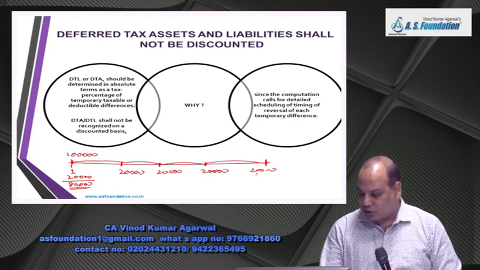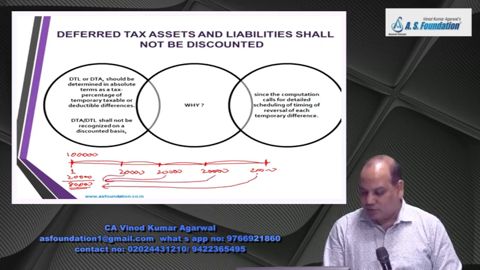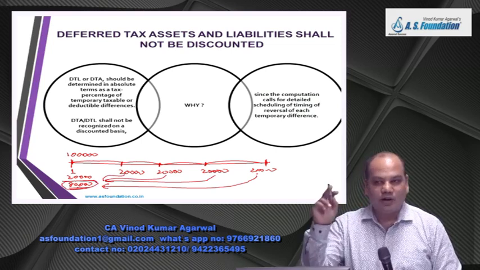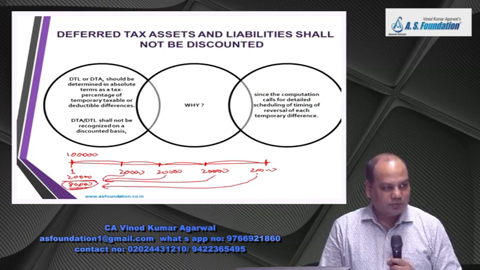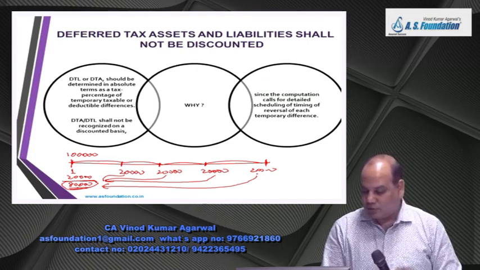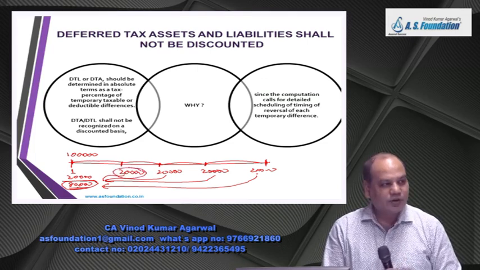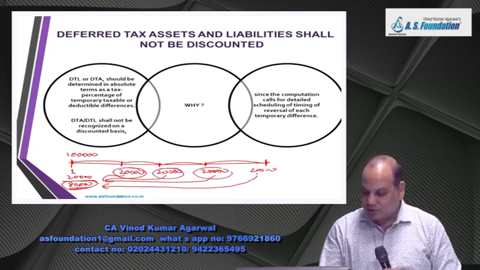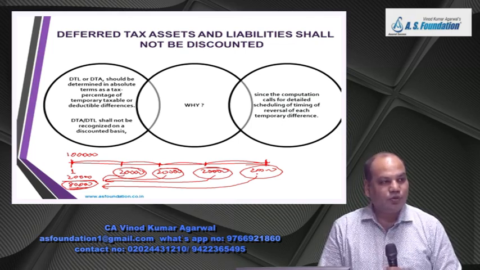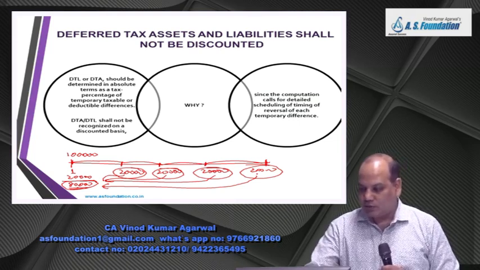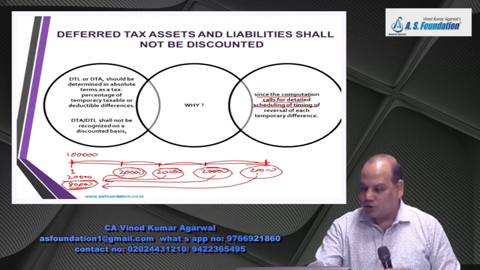So don't you think there is an impact of time value of money? Because you are going to calculate DTL directly by taking 80,000 into tax rate. But out of 80,000, 20,000 will reverse in the first year, 20,000 in the second year, 20,000 in the third, 20,000 in the fourth. So should we not multiply 20,000 into the present value factor? The standard says no. Why? Since the computation calls for detailed scheduling of the timing of reversal of each temporary difference.